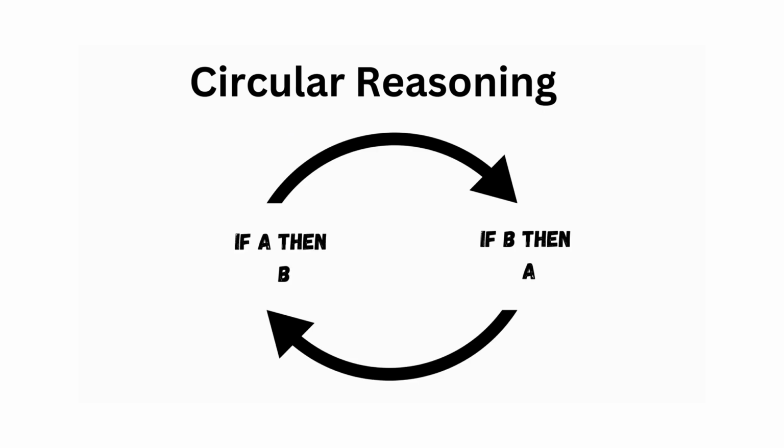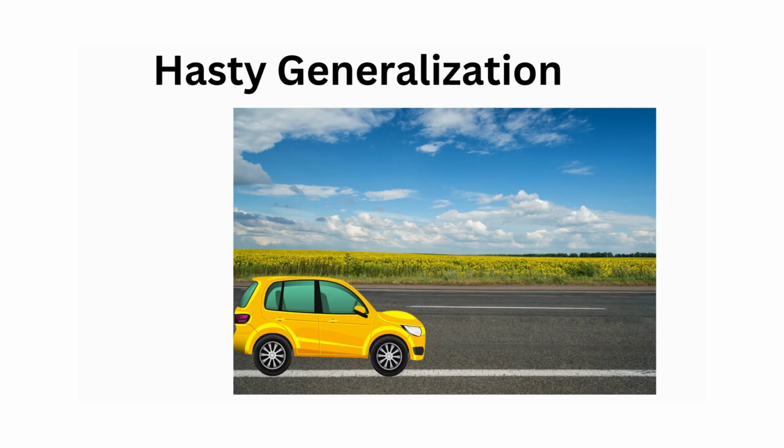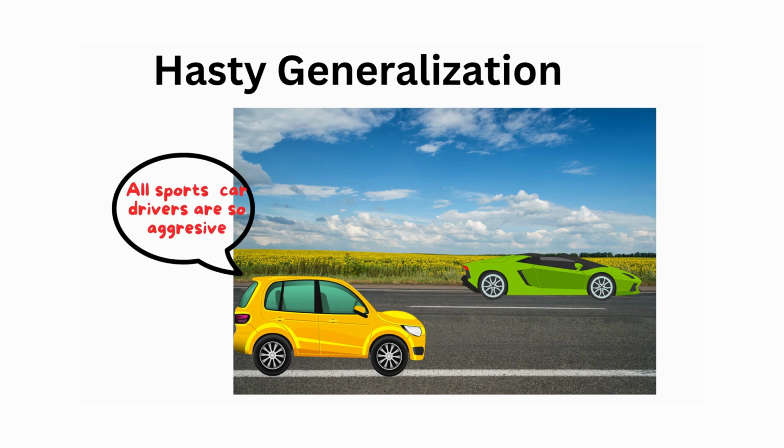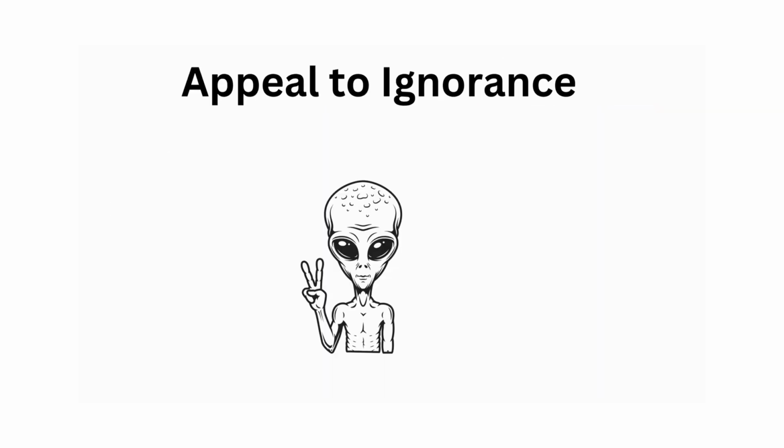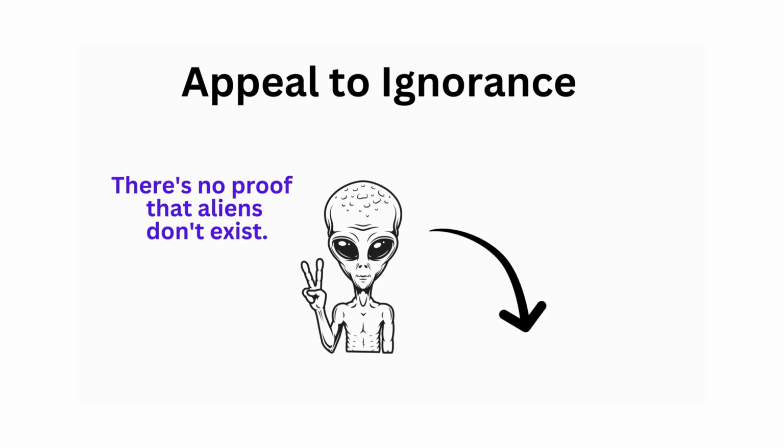Circular reasoning. This is when someone uses their conclusion as one of the premises in their argument. Hasty generalization. This happens when someone draws a conclusion based on insufficient or biased evidence. Appeal to ignorance. This occurs when someone argues that a claim is true just because it hasn't been proven false, or vice versa.